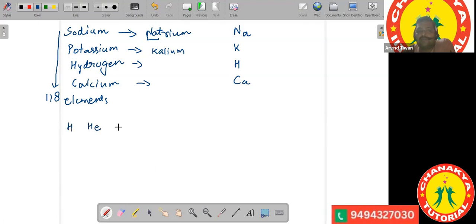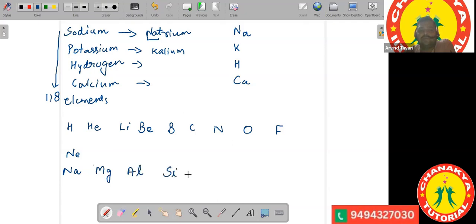Hydrogen, helium, lithium, beryllium, boron, carbon, nitrogen, oxygen, fluorine, neon. Then after this you have sodium, potassium, calcium, magnesium. It's magnesium, aluminium, silicon, phosphorus, sulfur, chlorine, argon, then potassium and calcium.